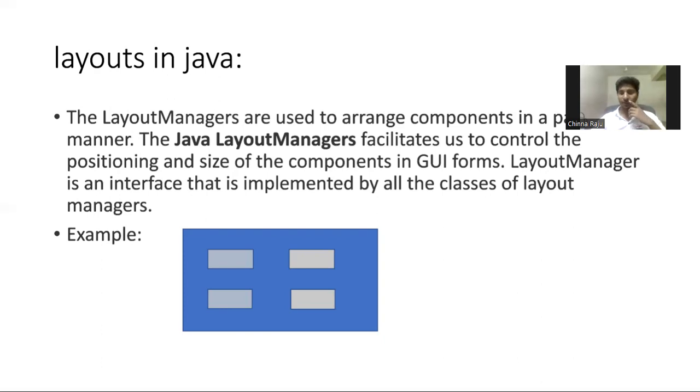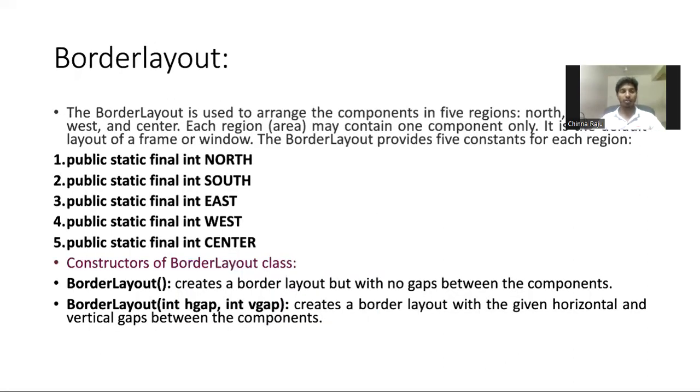Today we are going to learn about border layout: what it is, how it is used, and how it is developed. Border layout is used to arrange the components in five regions, that is north, south, east, west, and center, which have been bordered. The name border comes because the components are placed at the borders of that framework. That's why we call it border layout. Each region may contain one component only. It is the default layout of the frame or window.